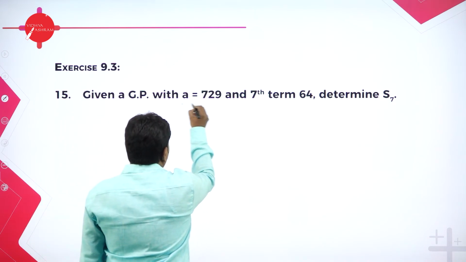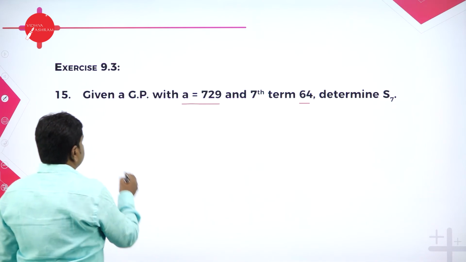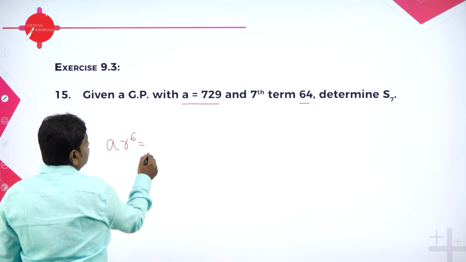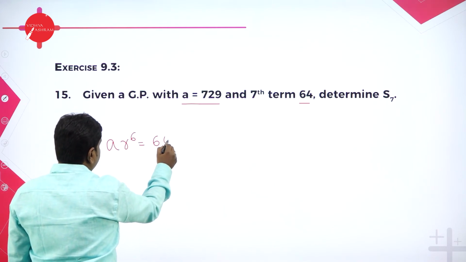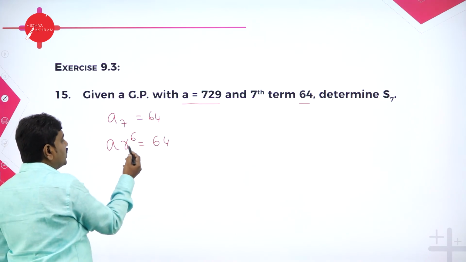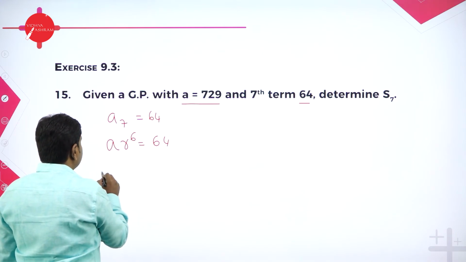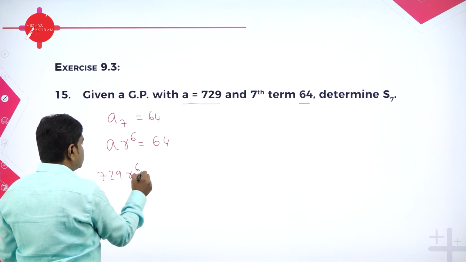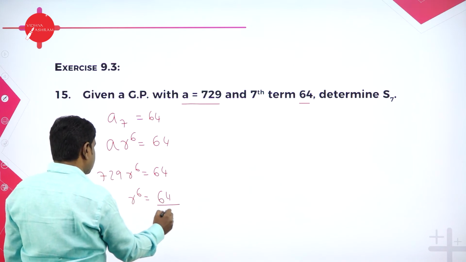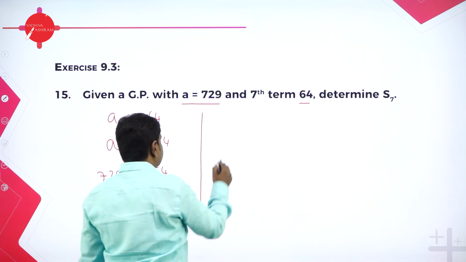Then, given GP, A is 729, 7th term is 64, find S7. See, A they give, 7th term they give. 7th term means what? AR power 6 is 64 they give. You know A7 means AR power 7 minus 1, which is AR power 6, is 64. And they also gave A is 729. So 729 into R power 6 is 64. So I can say R power 6 is equal to 64 divided by 729. Now power 6 is there, so RHS also write in terms of power 6.